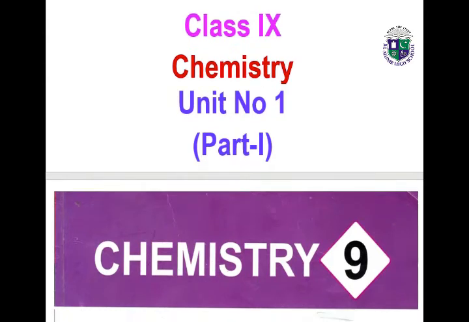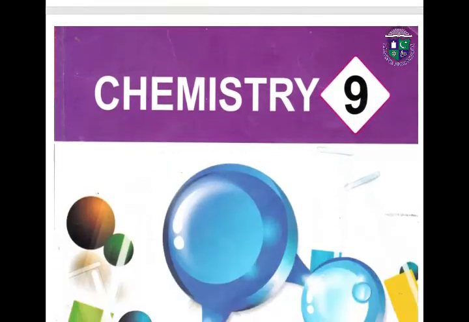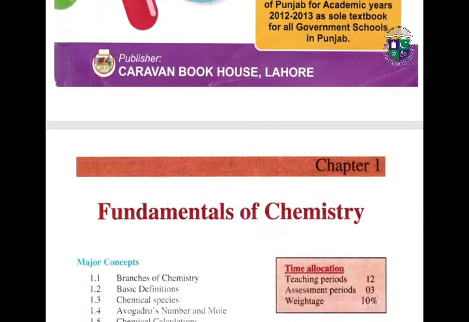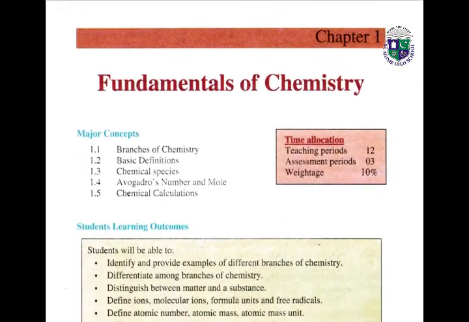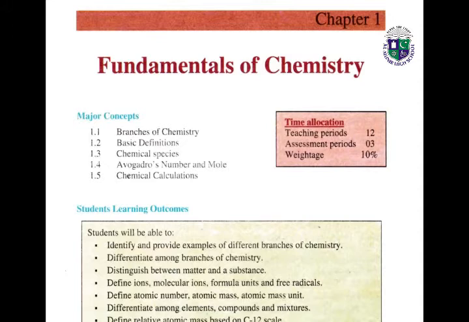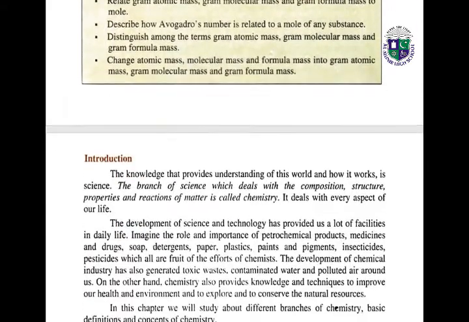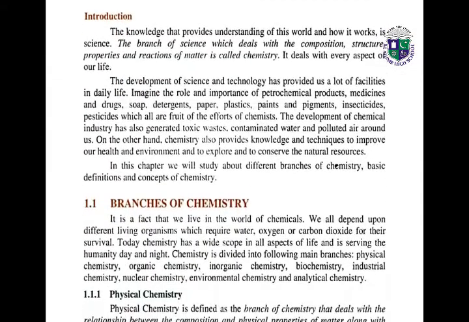Unit number is 1. This is the title page of your chemistry book for class 9. Yes students, today we are going to start our unit, chapter number 1. The topic is fundamentals of chemistry. Its major concepts are branches of chemistry, basic definitions, chemical species, Avogadro's number and mole, and chemical calculations in the end. So first of all, we will start with the introduction of chapter number 1.